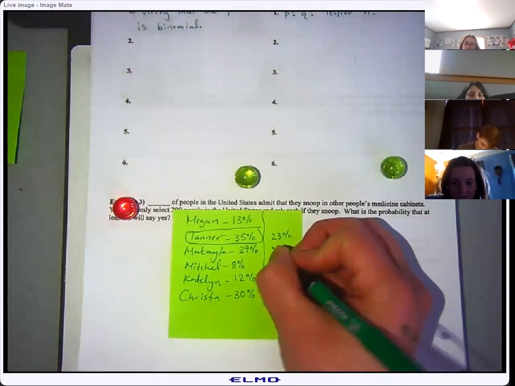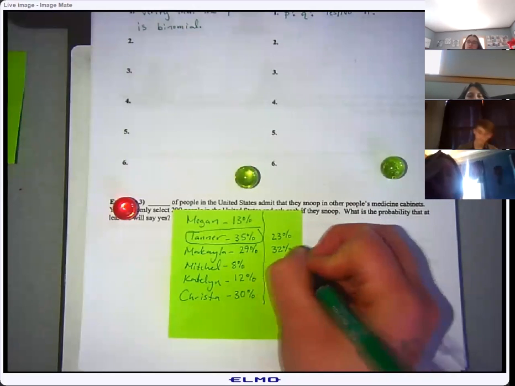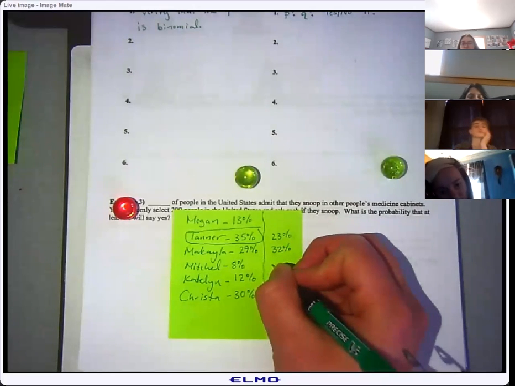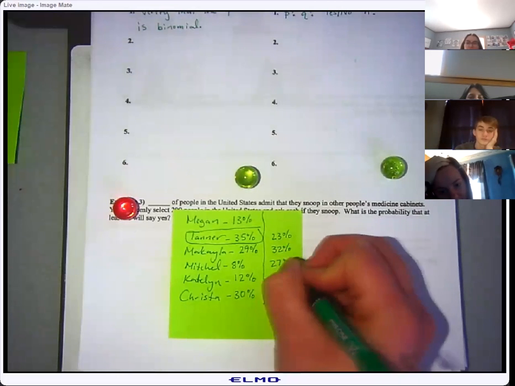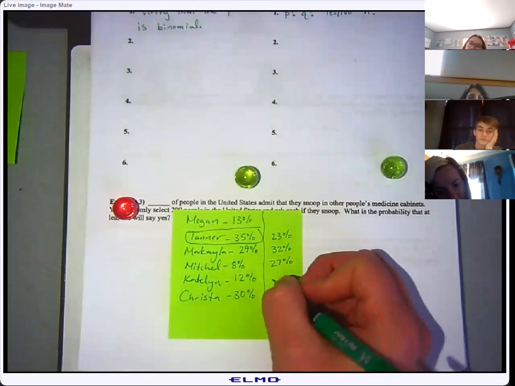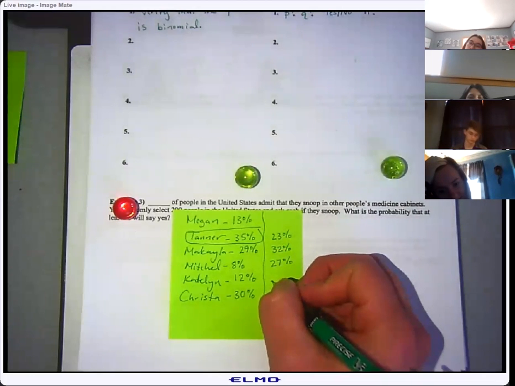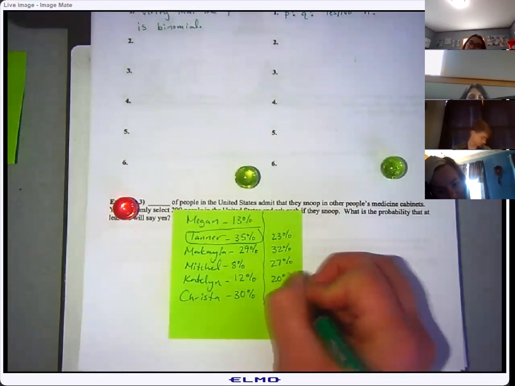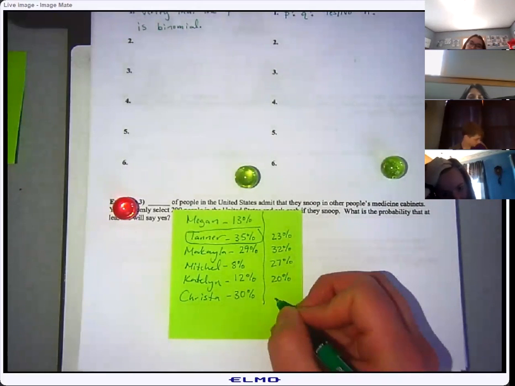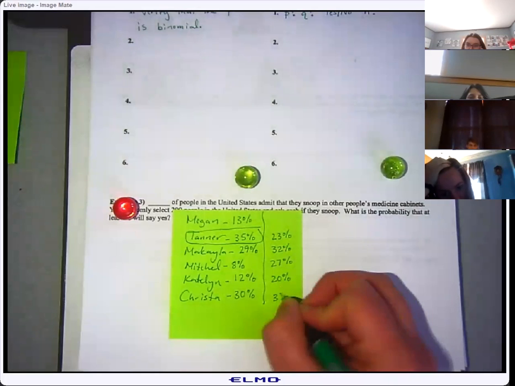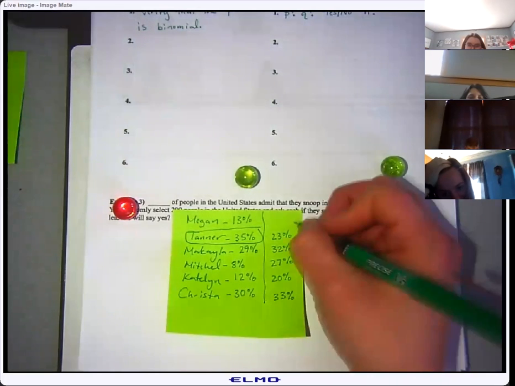32. It's a big number too. 27. Caitlin, going big, you going low? 20. Krista, do you have faith in humanity? 33. Oh, she does not. Megan? I'll do 41.